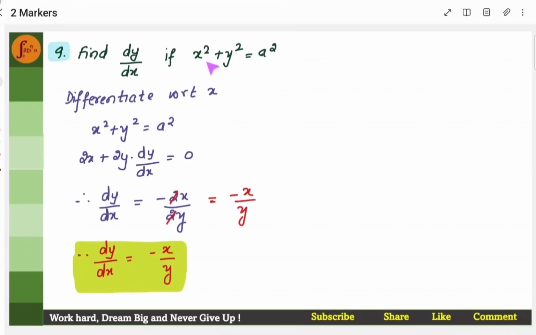Here, find the derivative if x square plus y square is equal to a square. Simple. Just differentiate on both sides. Separate out dy by dx. Shift everything else to the other side. You'll get this as the answer, minus x by y.